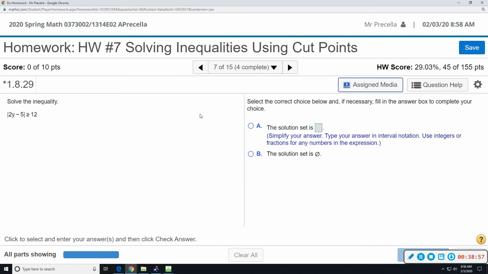looking at problem number 7. Is it a cut point problem? Well, does it say solve inequality and does it have a less than or greater than? Yes. That means that little cut point method will work for it.